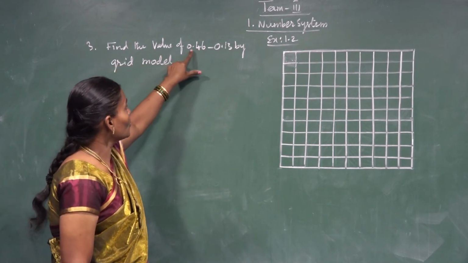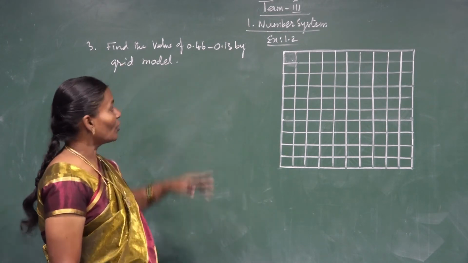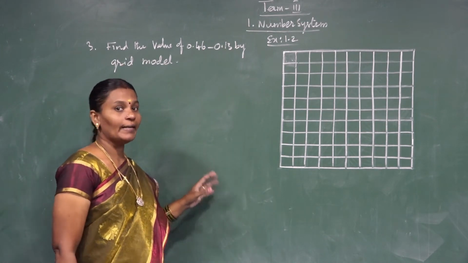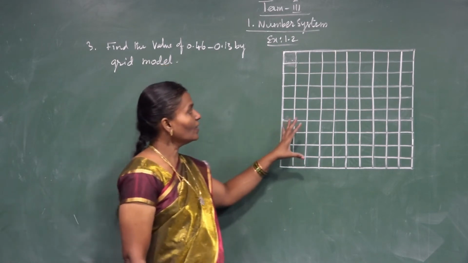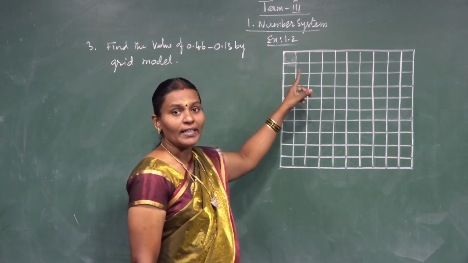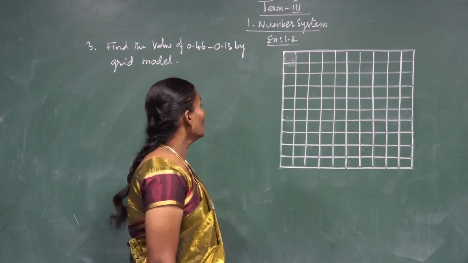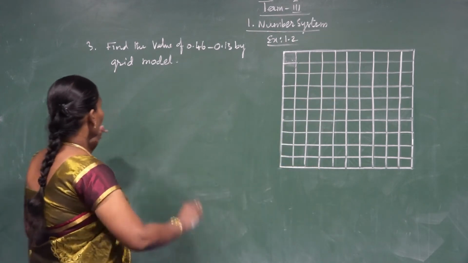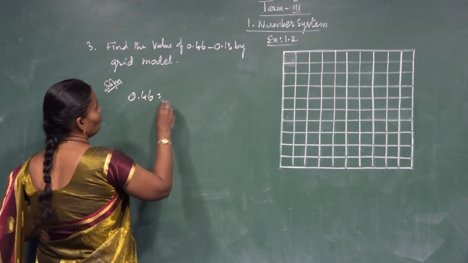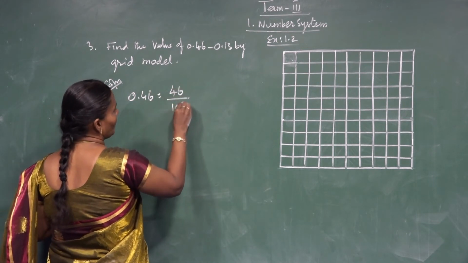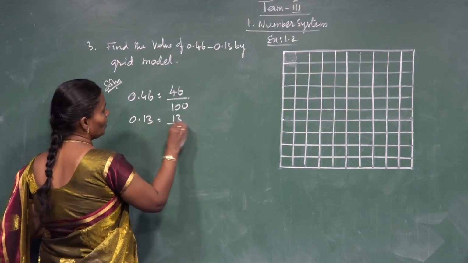Children, now see exercise 1.2, third sum. Find the value of 0.46 minus 0.13 by grid model. You have to use a grid. Okay. For the subtraction, you have to use a grid. This is a grid. Here totally 10 rows and 10 columns. Totally 100 boxes. Now, first you see this. What is 0.46? 0.46 is 46 by 100. Then you know that 0.13 is 13 by 100.